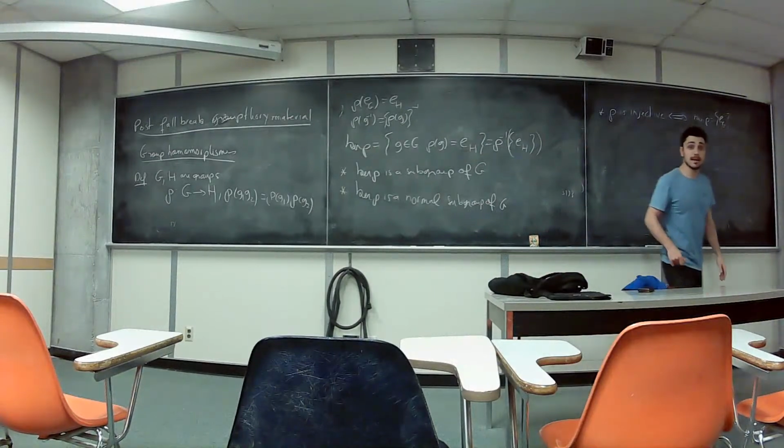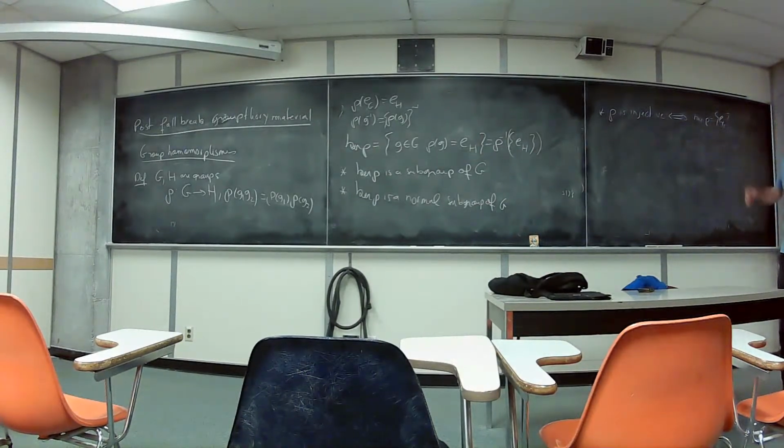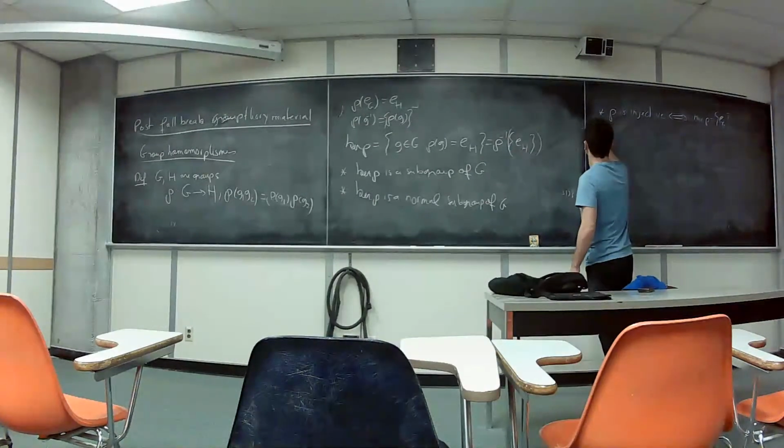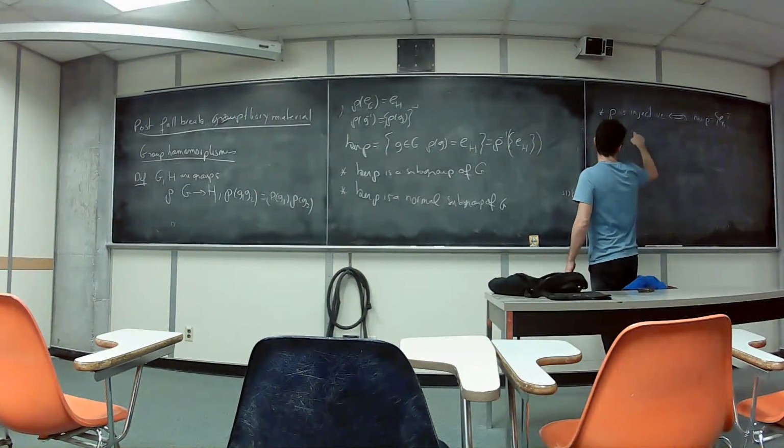Okay. The last one, we prove the last one? Sure. So rho is injective if and only if the kernel of rho is the identity. So suppose rho is injective.